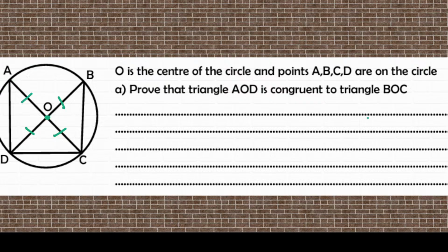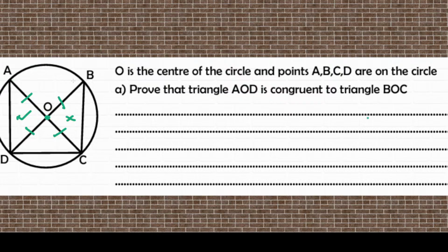Altogether, there are 4 radii. The plural of radius is not radiuses, we say radii. So 4 radii. All right, so now we have been asked to prove AOD. This AOD is the triangle with the tick here, and triangle BOC is the one with the cross here. How are we going to prove these two triangles are congruent?